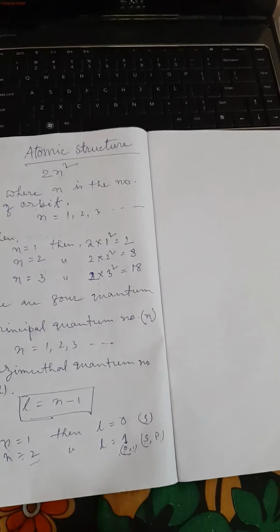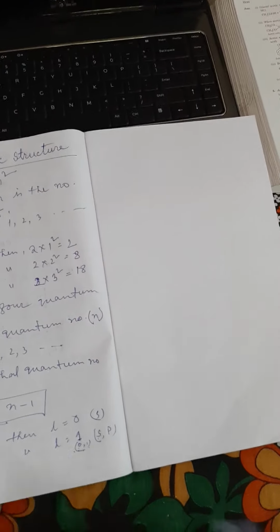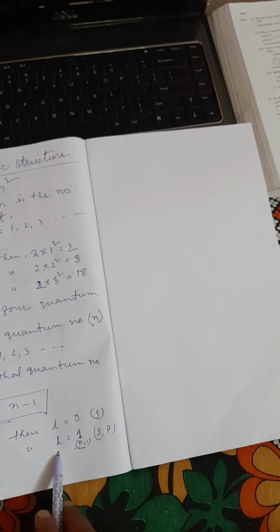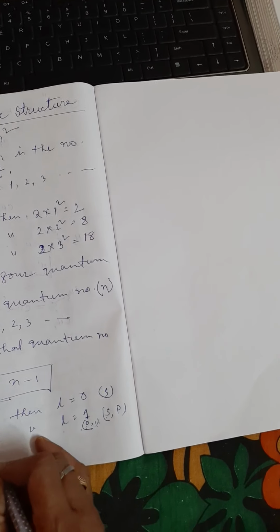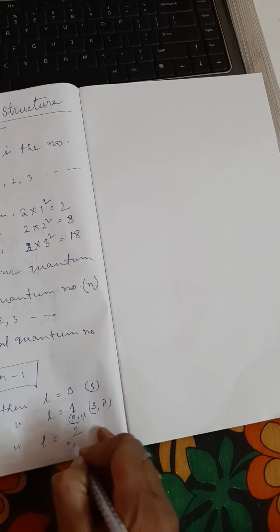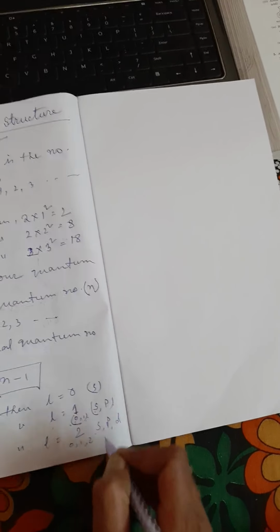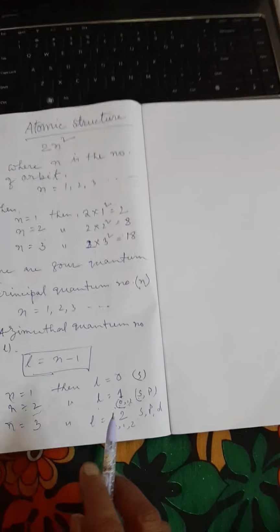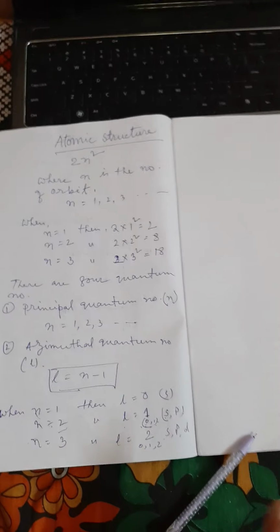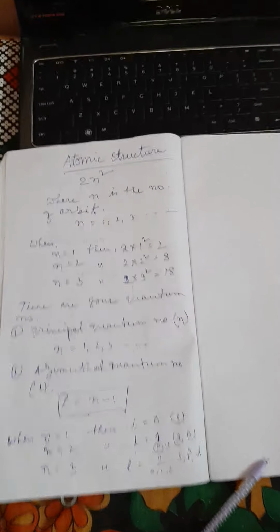Now similarly, n equals 3, then l equals 2, that means 0, 1, 2. And s, p, d. That means when the value of l becomes 2, the d subshell will arise.